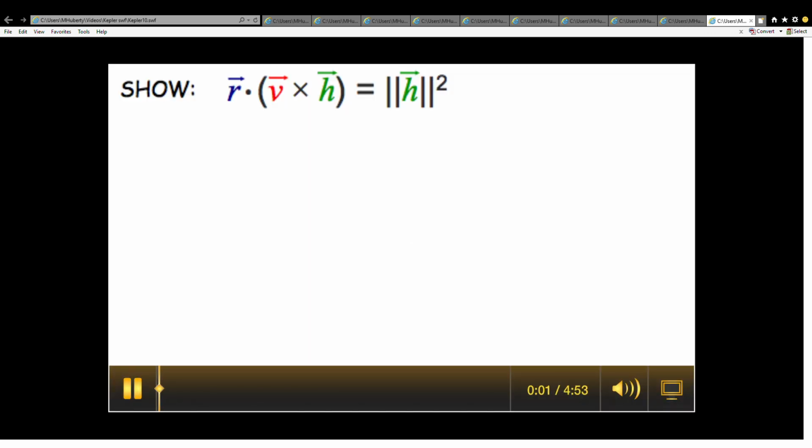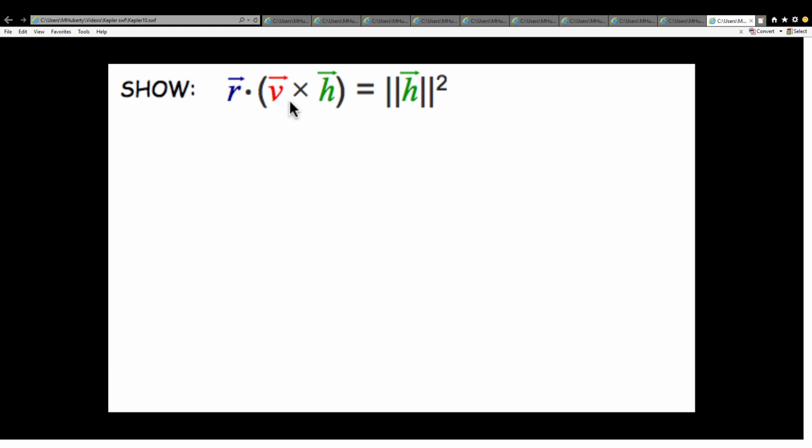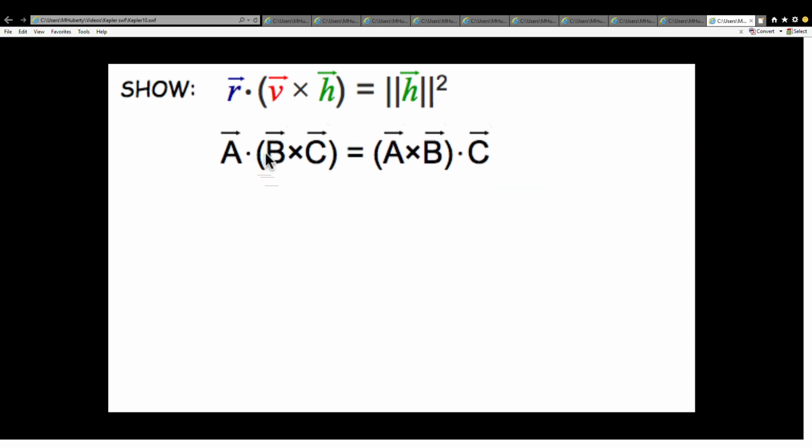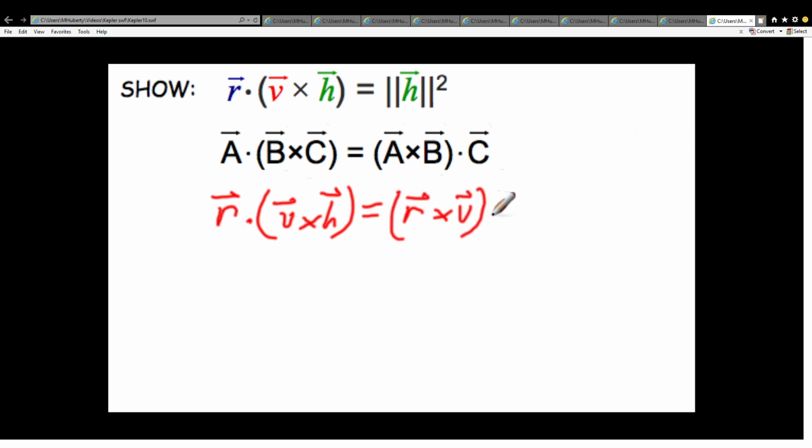Okay, back to where we need to show that r dot v cross h is the magnitude of h squared. To do that, we're going to use the fact that we just proved that we can reorder this dot cross product combo. By using this, r dot v cross h is in fact the same as taking r cross v and dotting that result with h.